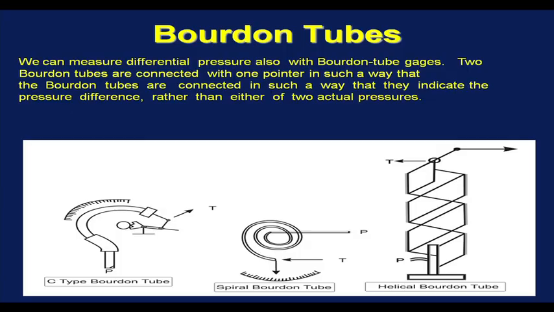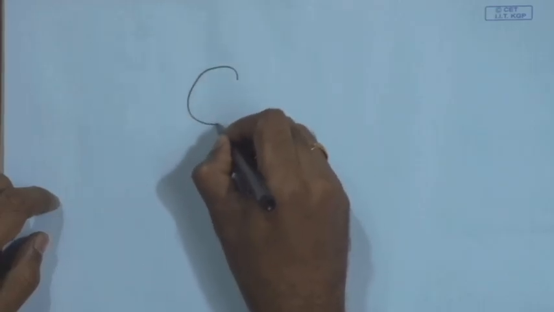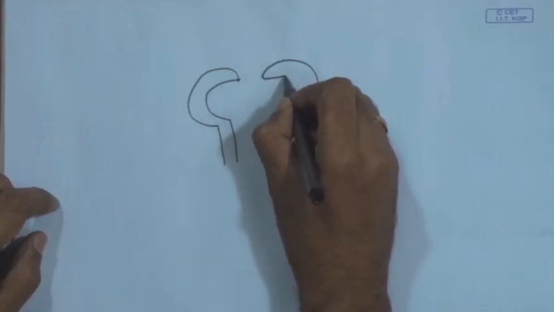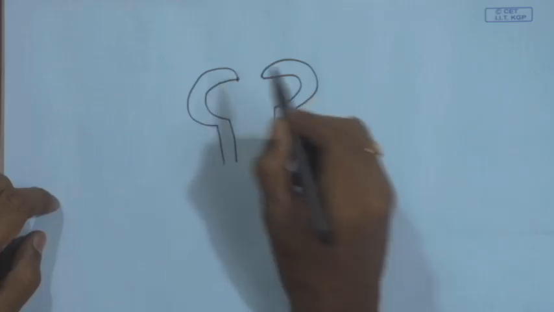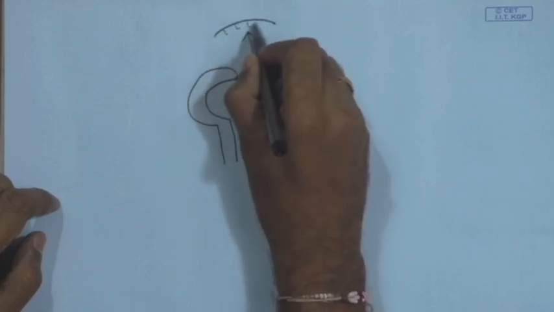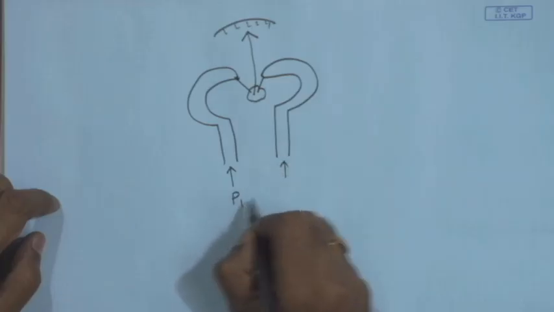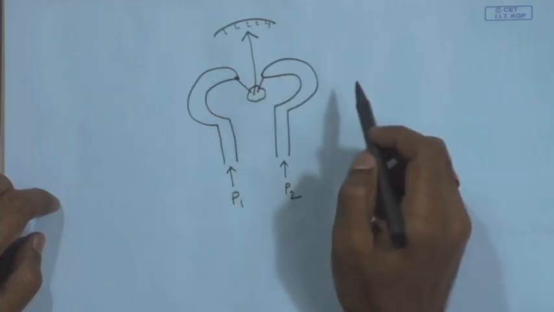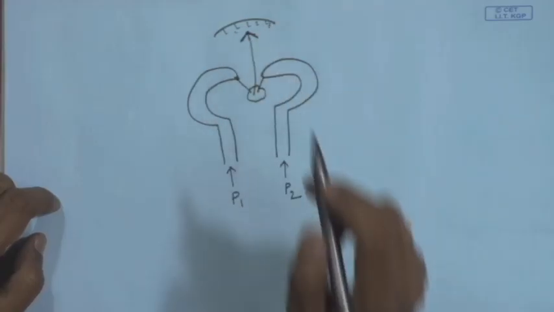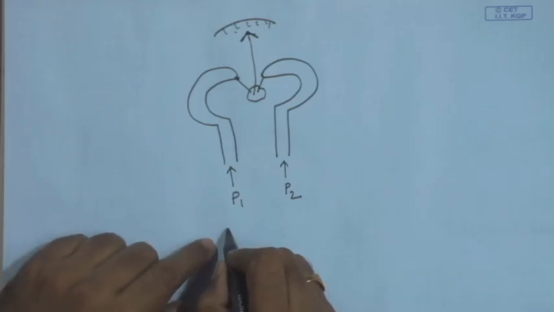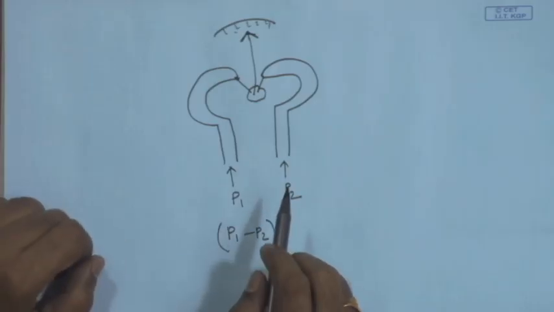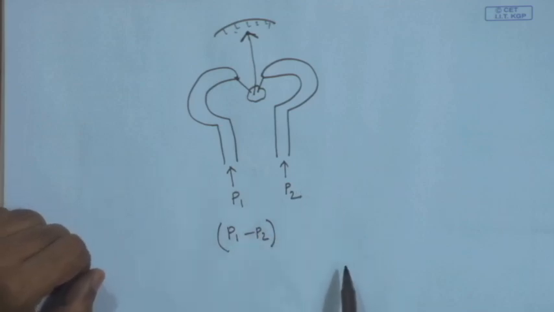Let us look at this. Let us say we have a boron tube, we have another boron tube, the tips of the boron tubes are connected such that these two tips move in opposite direction such that the deflection of this pointer against the scale is a measure of P1 minus P2 or P2 minus P1. So, this way we can measure differential pressure with the help of two boron tubes.